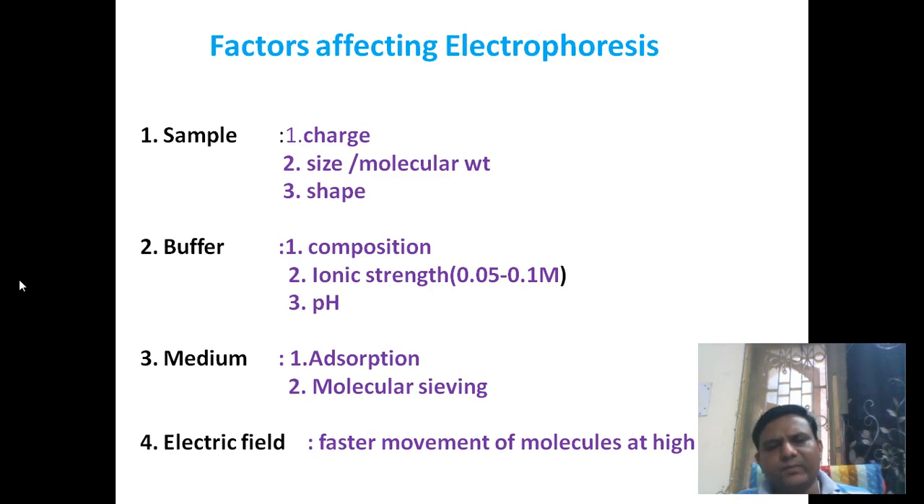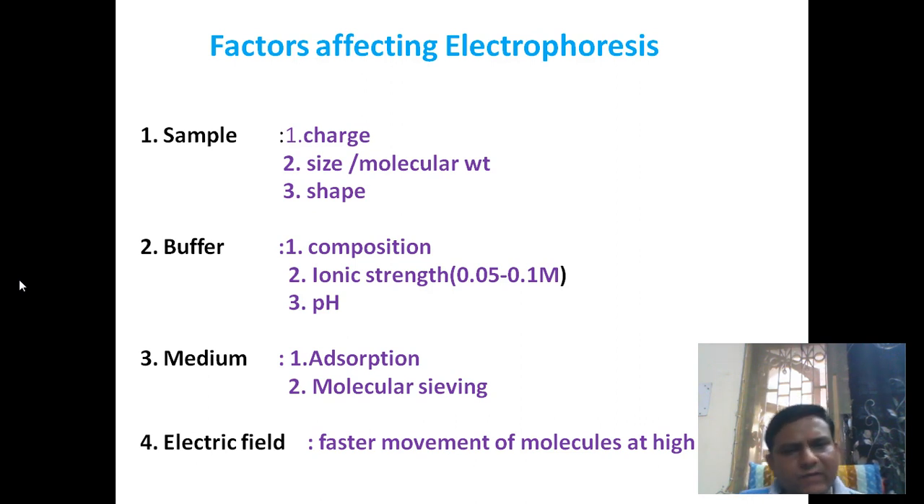And if your porosity is increased due to the decrease in concentration of gelling agent, the molecular sieving effect or the friction force will also decrease, and your molecules migrate toward the opposite charge electrode with a high speed. So in this way, dear students, mediums also affect the electrophoretic mobility. Dear students, now we are going to discuss the last factor, that is the electric field.